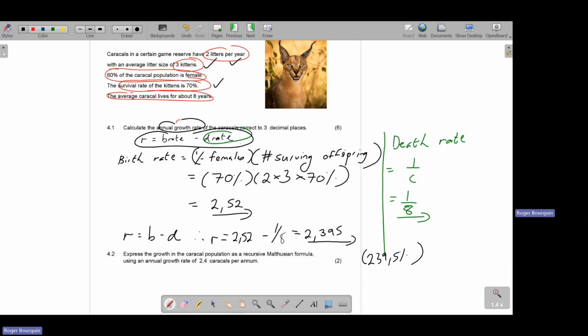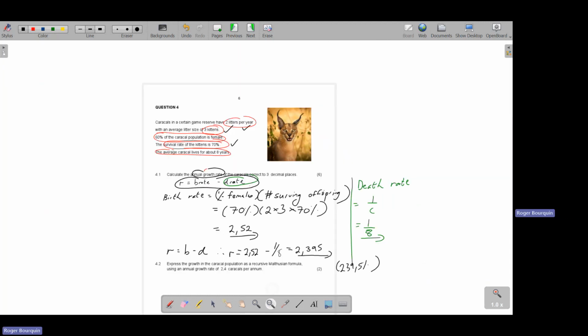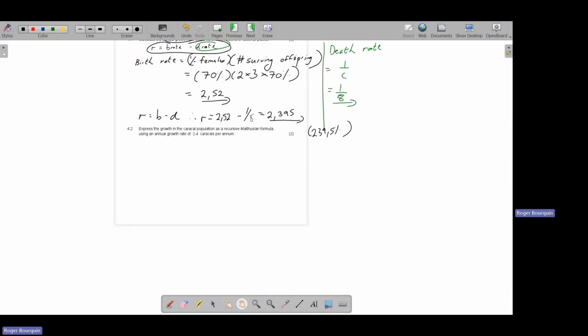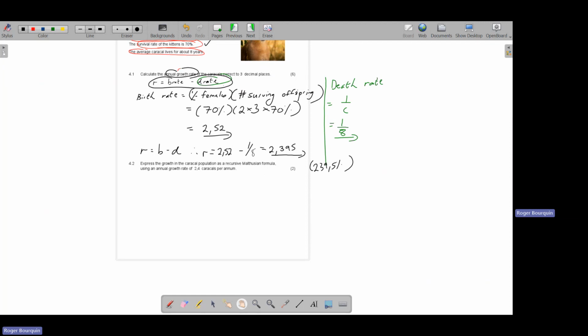So sometimes I ask questions like that. They say, is this a realistic growth rate? And in something like a caracal, it's definitely not. Okay. But the next question says, express the growth rate of the caracal population as a recursive Malthusian model formula using an annual growth rate of 2,4. So we often do that.